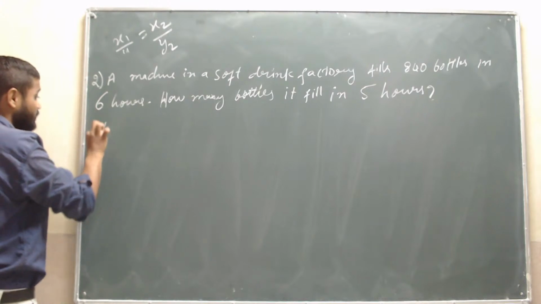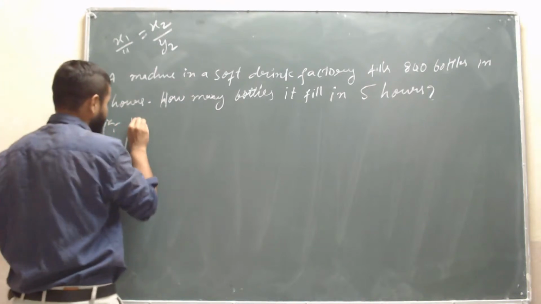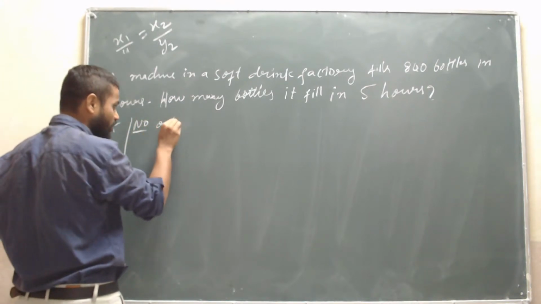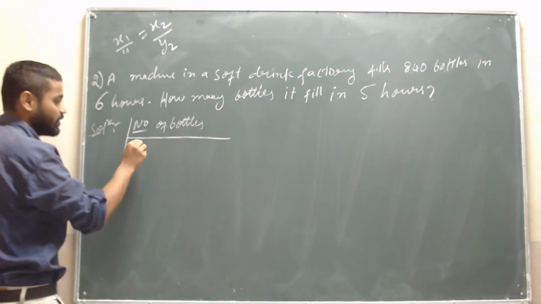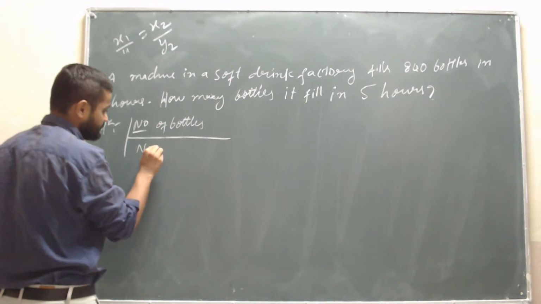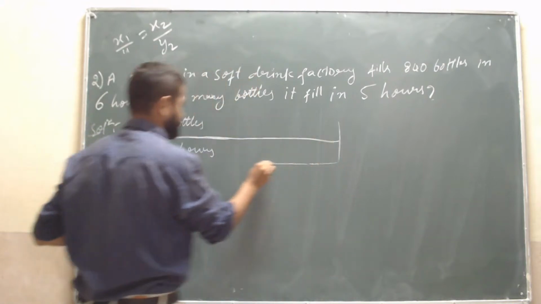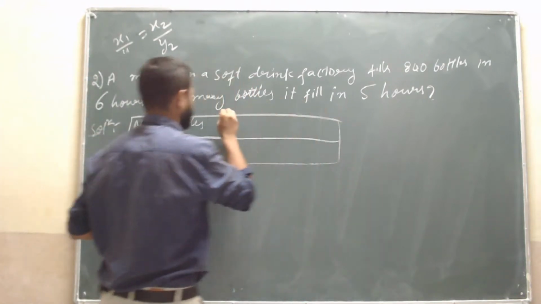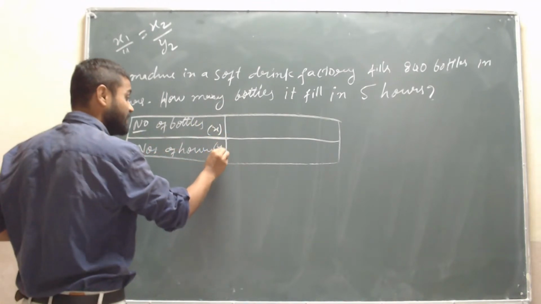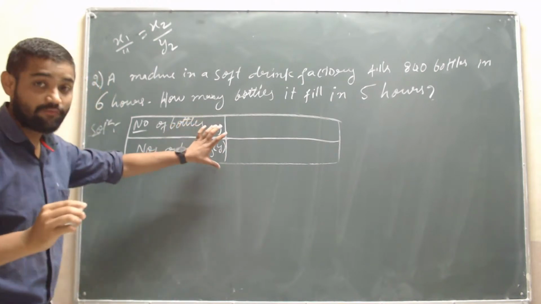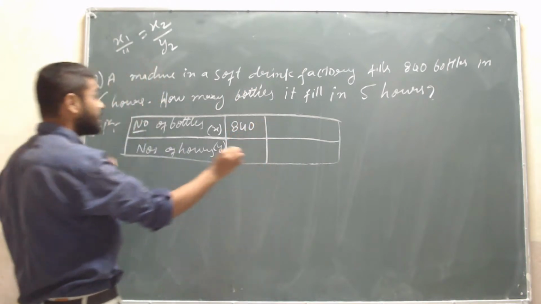First of all, we have to make the table. That is number of bottles and as well as time, number of hours. Let us assume number of bottles will be X and the number of hours will be Y. Now concentrate. The given data we must write here. How many bottles will it fill? 840 bottles in how many hours? 6 hours.